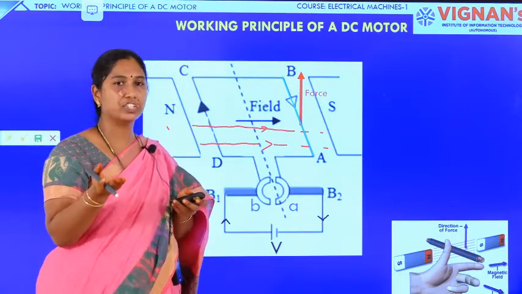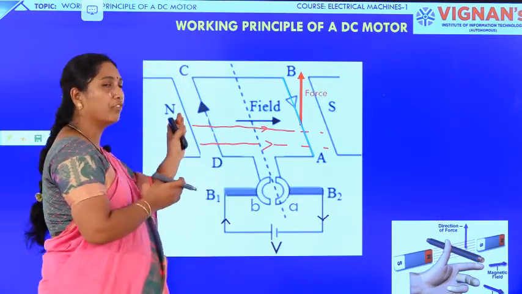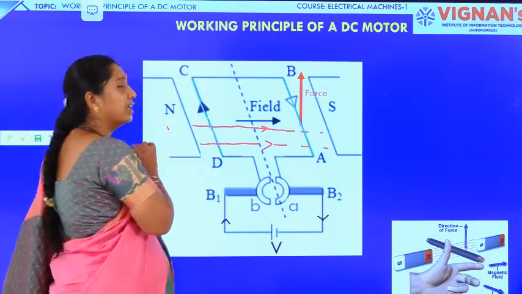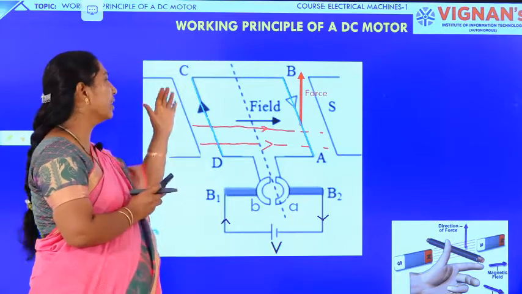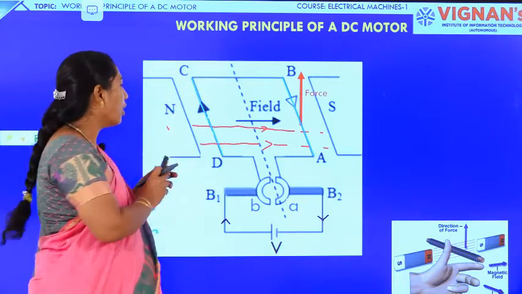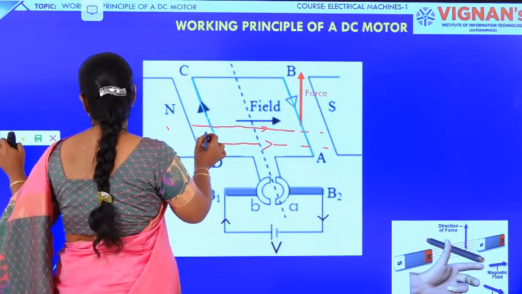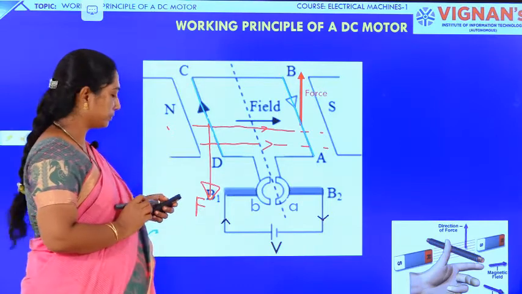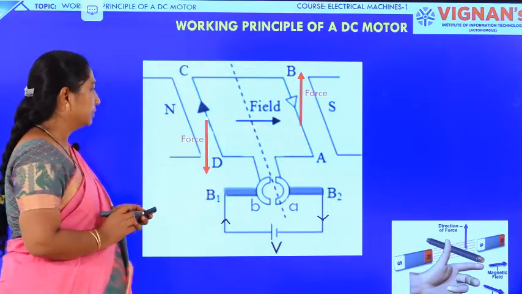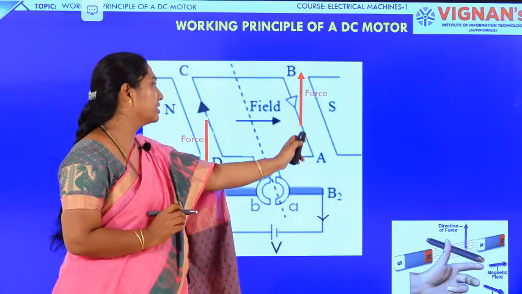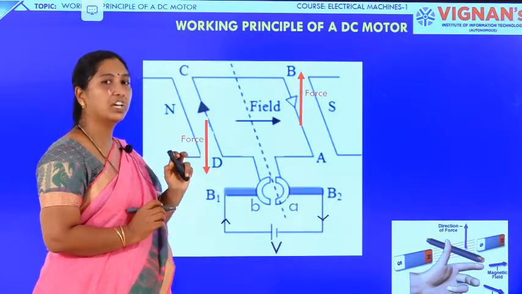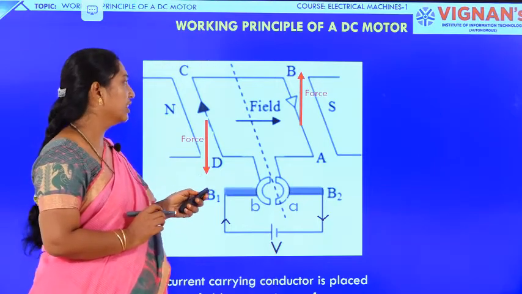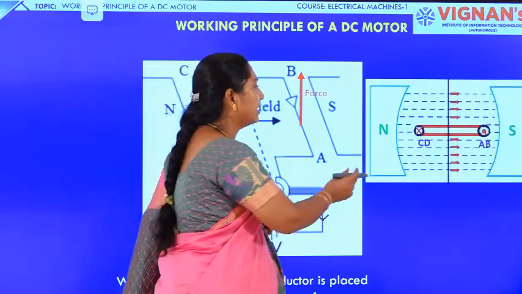Similarly, you all can check what is the direction of the force experienced by this coil CD. You all will get the direction of the force is in the downward direction. It means the force experienced by AB will be in the upward direction and force experienced by CD will be in the downward direction. The same thing can be represented like this.